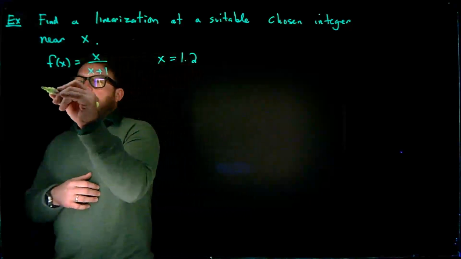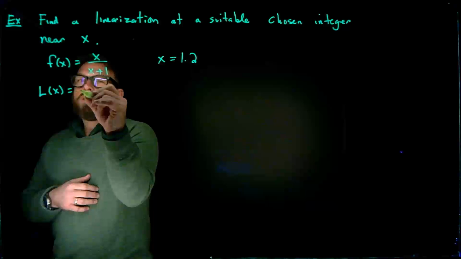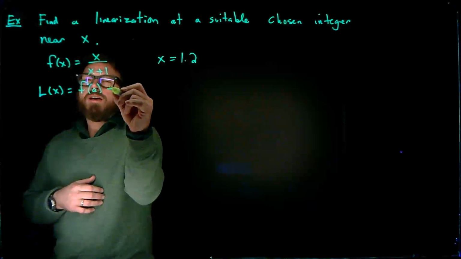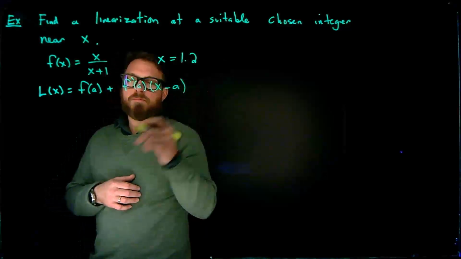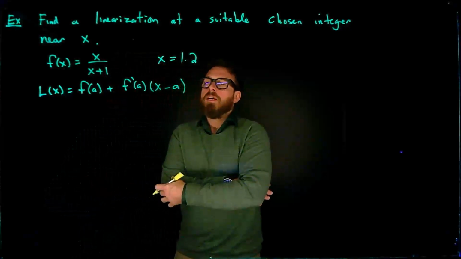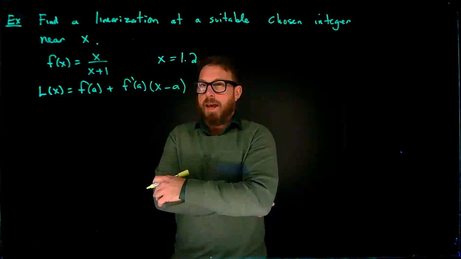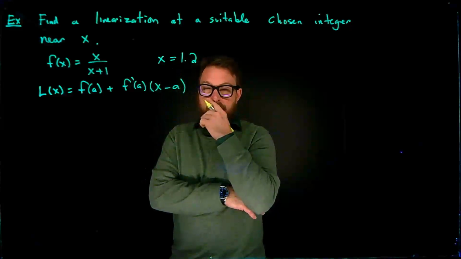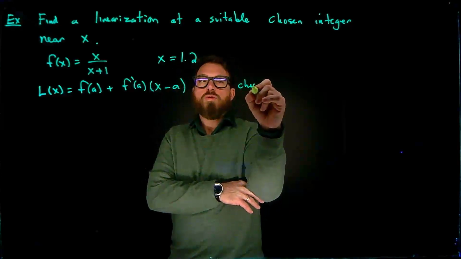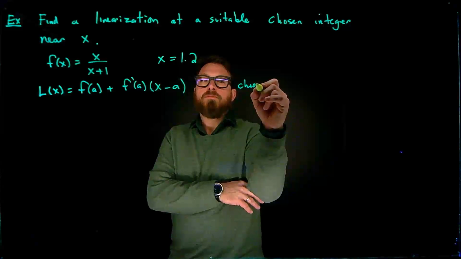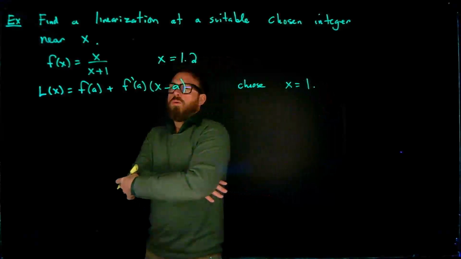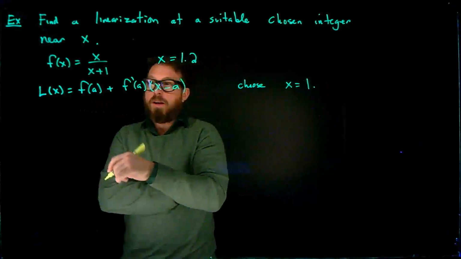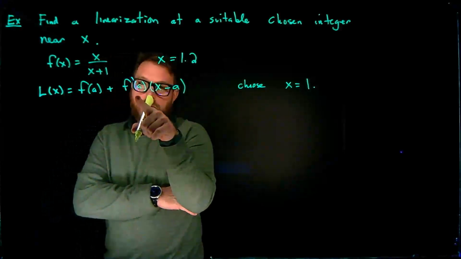So we know that the linear approximation is going to be equal to f of a plus f prime of a times x minus a. Now, I need to choose an a that is close to this given x value. So let's choose x is equal to 1. All right, so that means I'm going to have to fill this out. I need to know what is f of 1, what is f prime of 1, and so on.